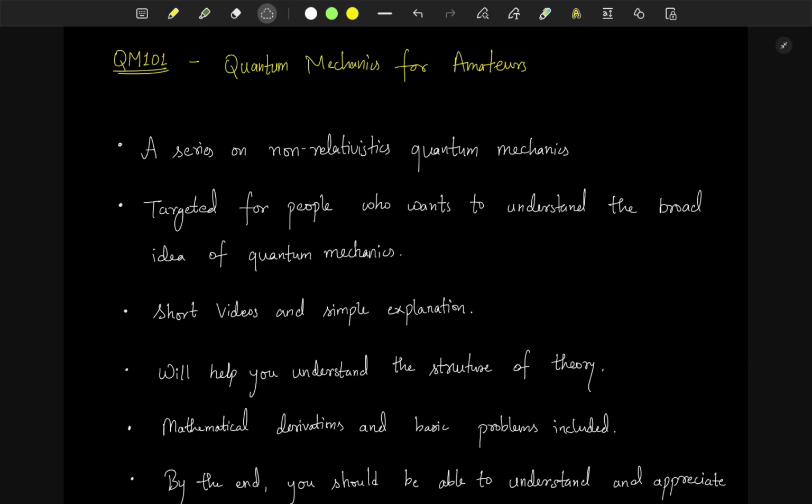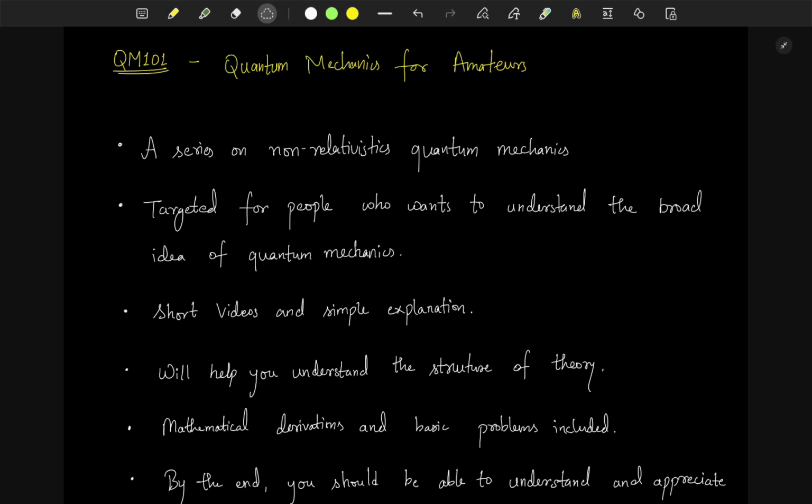I'll try to give you as little content as possible, but in that little content I will try to impart more wisdom and more knowledge. So I might skip a few small things, but my goal is to give you the broader idea of what quantum mechanics is, how you think when you are dealing with a quantum mechanical system, and how you think when you are solving a problem related to quantum mechanics.